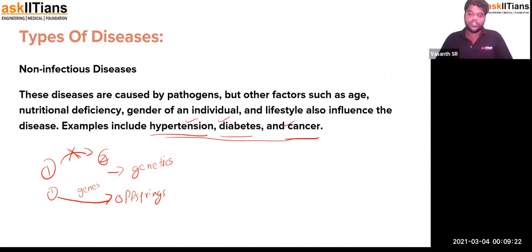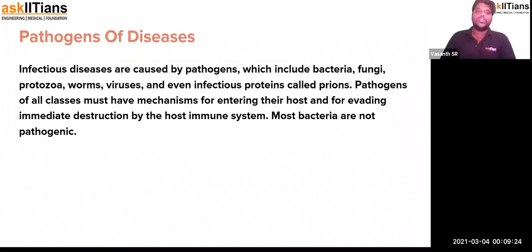Okay, non-infectious disease. So let's get to the next one. There are different pathogens which are going to be causing disease. So we know pathogens. Pathogens are any organisms which cause an infectious disease, which includes bacteria, fungi, protozoa, worms, viruses, and even some proteins which could cause a negative impact on the health of an individual. Those are called prions.